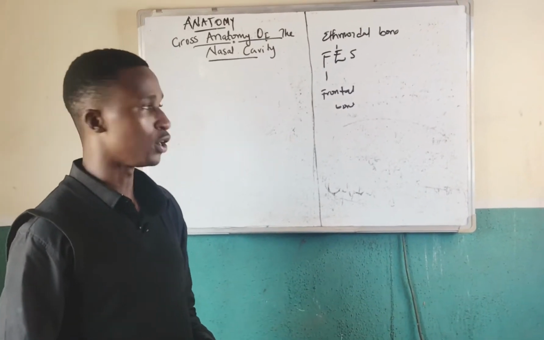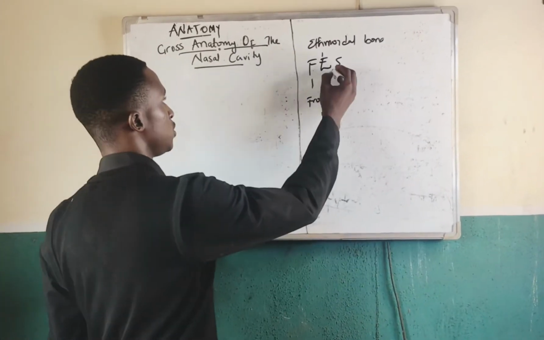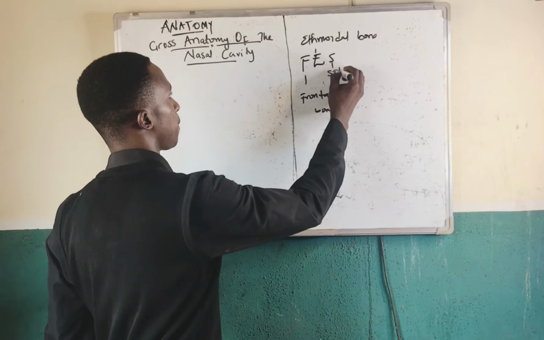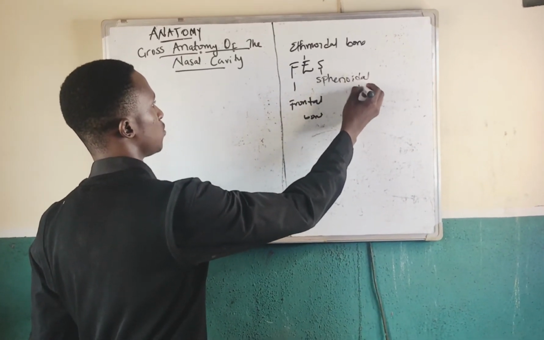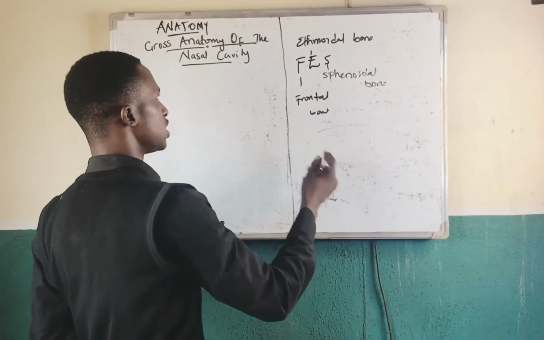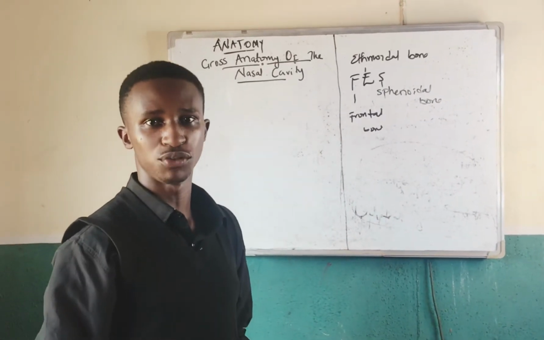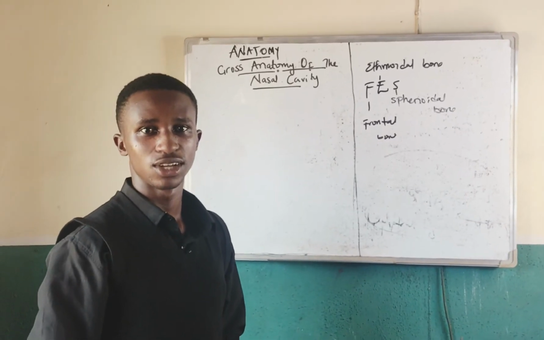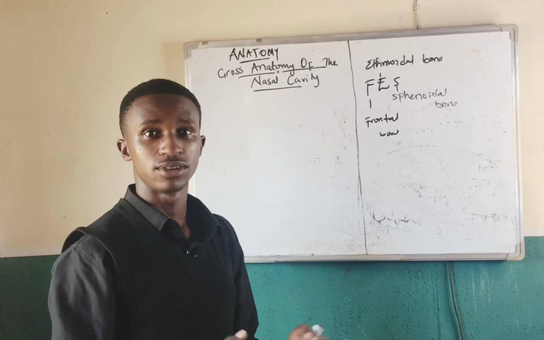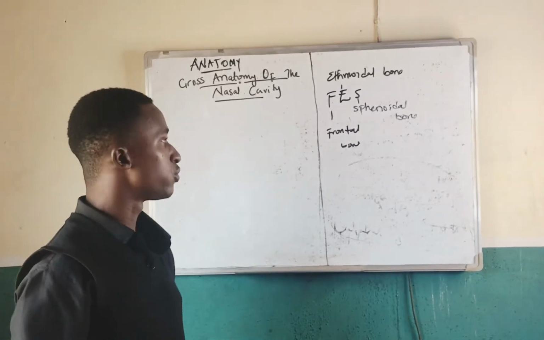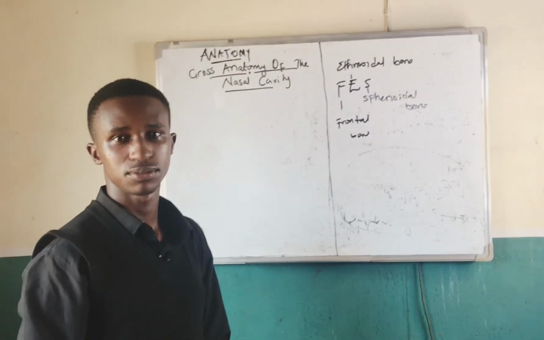F-E-S. F means frontal bone, E means ethmoidal bone, and S means sphenoidal bone, also known as the sphenoid bone. These bones also form what we refer to as the floor of the anterior cranial fossa. So once you know what forms the floor of the anterior cranial fossa, you in like manner know what forms the roof of the nasal cavity.